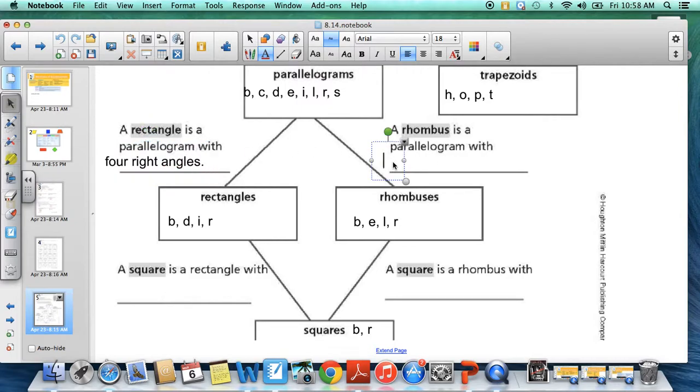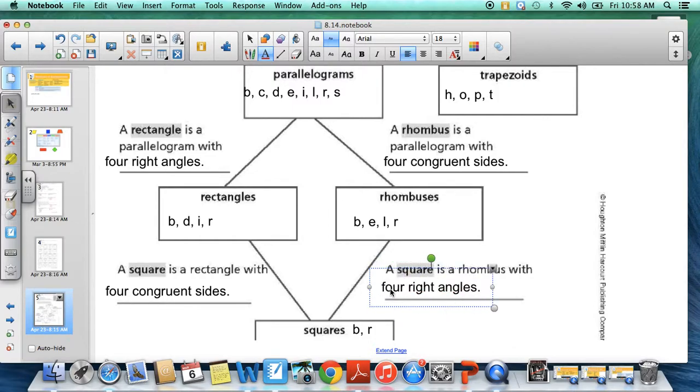A rhombus is a parallelogram with 4 congruent sides, not angles. So 4 congruent sides, and a square is a rectangle with 4 congruent sides as well. And then a square is a rhombus with 4 right angles. All of those 90-degree angles.